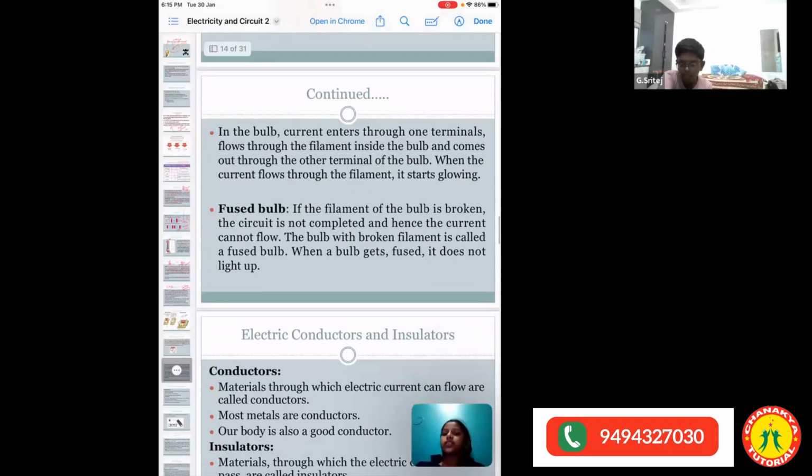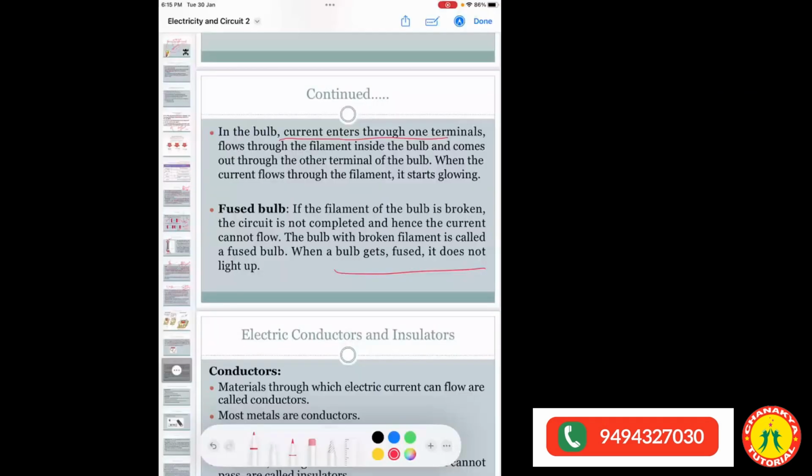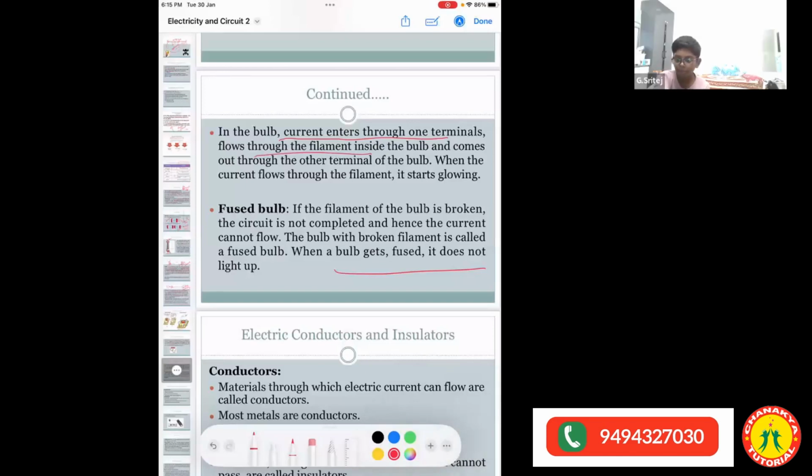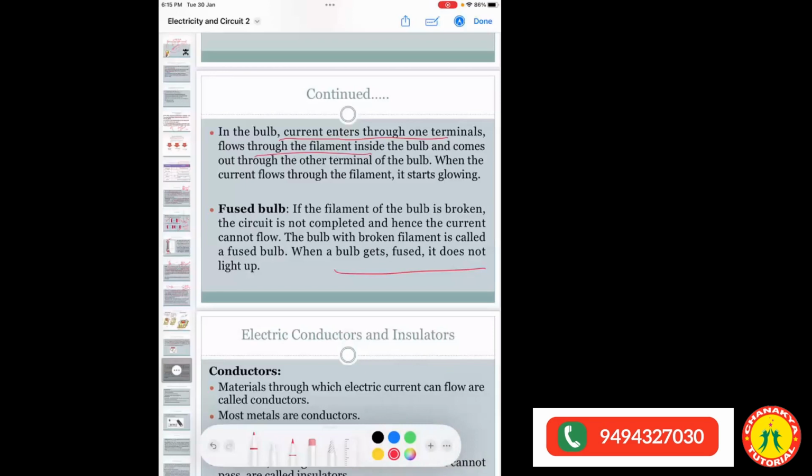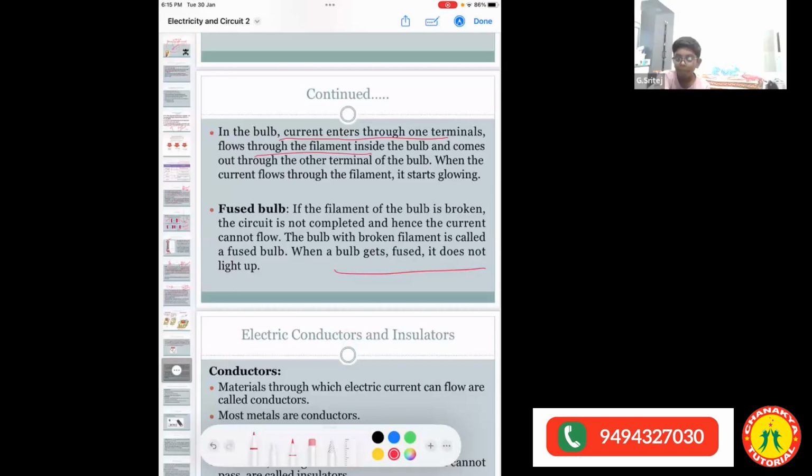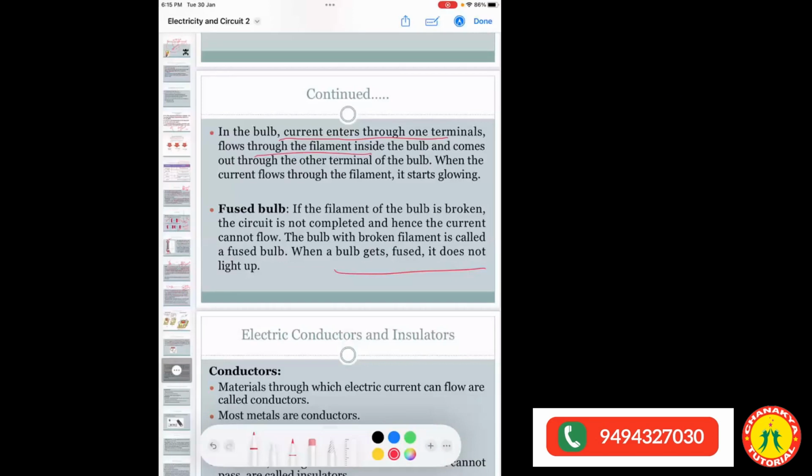In the bulb, the current enters through one terminal and flows through the filament inside. Yes, Shitesh? I heard that there are different colors of wires. Are they all the same? No, they are different. Ma'am, if it's a red wire, does it mean there is a plastic coating above it? No, we don't talk about that. We actually have different names for them.